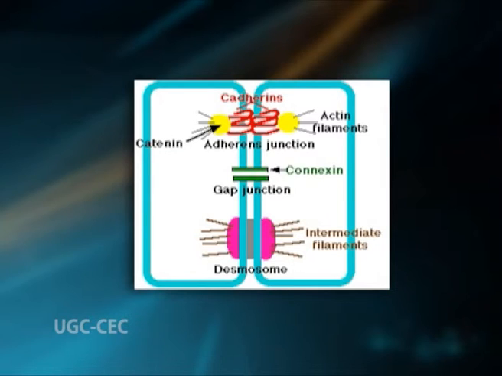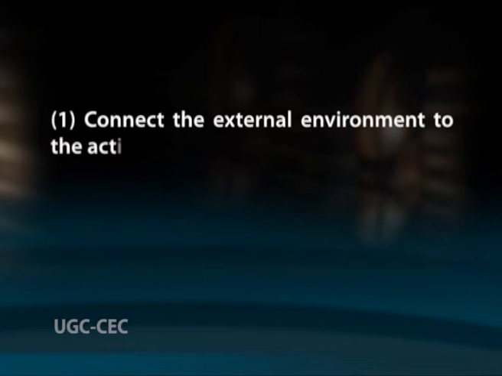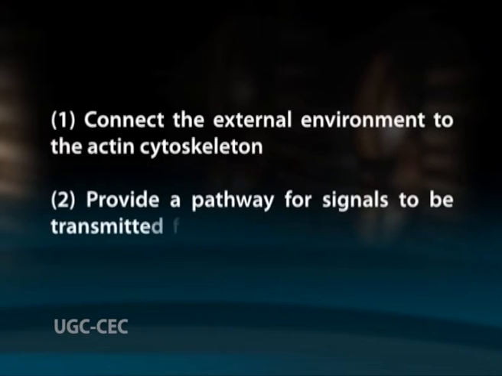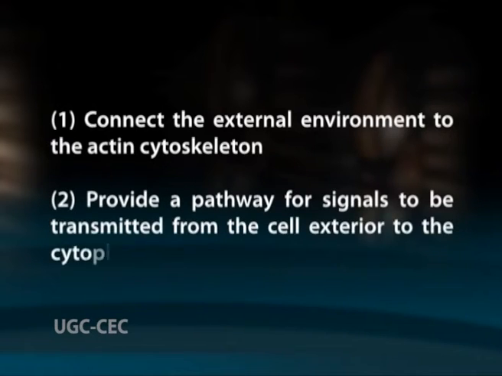In adherens junctions, cells are held together by calcium dependent linkages formed between the extracellular domains of cadherin molecules that bridge the 30 nanometer gap between neighboring cells. The cadherin clusters of an adherens junction connect the external environment to the actin cytoskeleton and provide a pathway for signals to be transmitted from the cell's exterior to the cytoplasm.